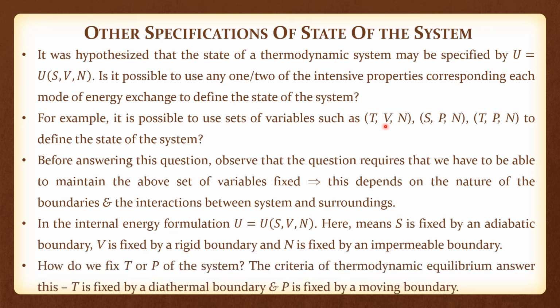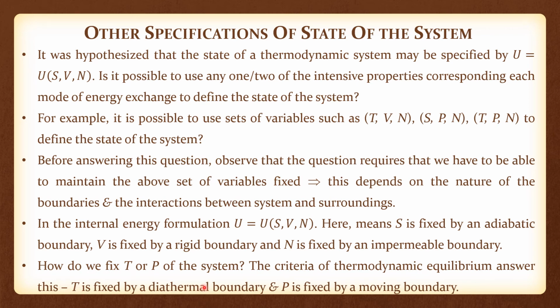So how do we fix the temperature or pressure of the system? Those are the ones that we are trying to change now, right? To answer this question, how do we fix the temperature or pressure of the system, we go to the criteria of thermodynamic equilibrium. The criteria of thermodynamic equilibrium answer this. Temperature is fixed by a diathermal boundary.